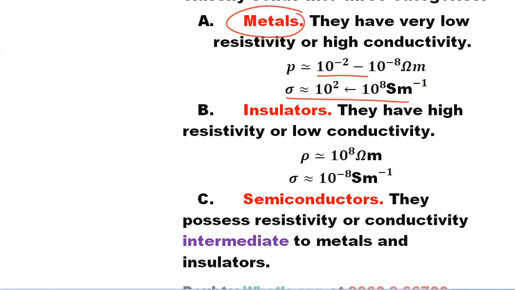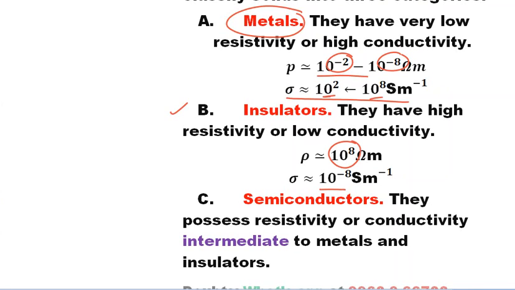Exactly, the resistivity of metals is very low. It is of order 10 to power minus 2 to 10 to power minus 8 ohm meter. Conductivity is comparatively very high, that is 10 to power 2 to 10 to power 8 Siemens per meter. Then we would like to share insulators. Insulators have a great resistivity, that is more than 10 to power 8 ohm meter, and conductivity is very little, just 10 to power minus 8 Siemens per meter.